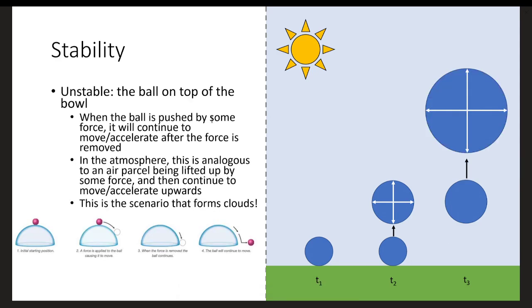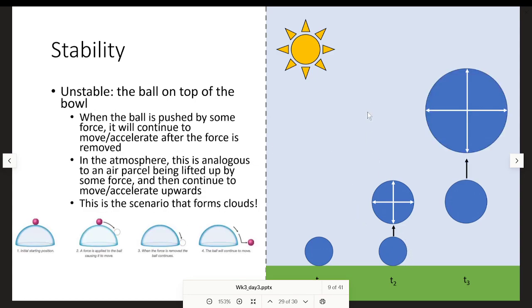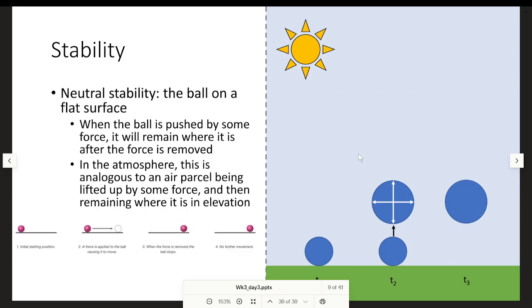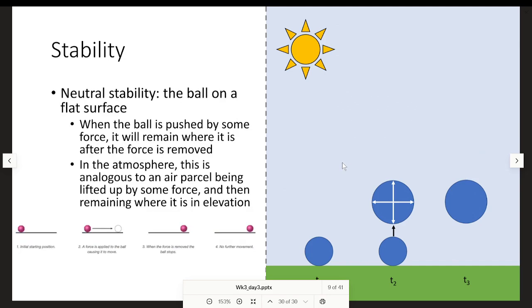Neutral stability: when the ball is pushed by some force, it will remain where it is after the force is removed. This is like an air parcel being lifted up by some force and then remaining where it is in elevation. The difference between unstable and neutral is that with the unstable one, it's just going to keep going even if it's not being pushed on anymore. It's got that buoyant force now.